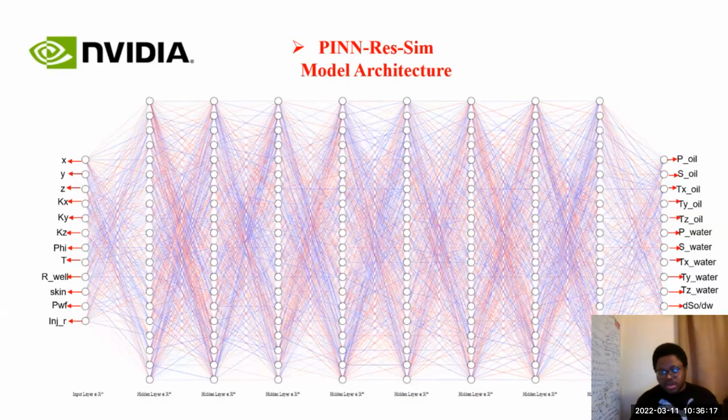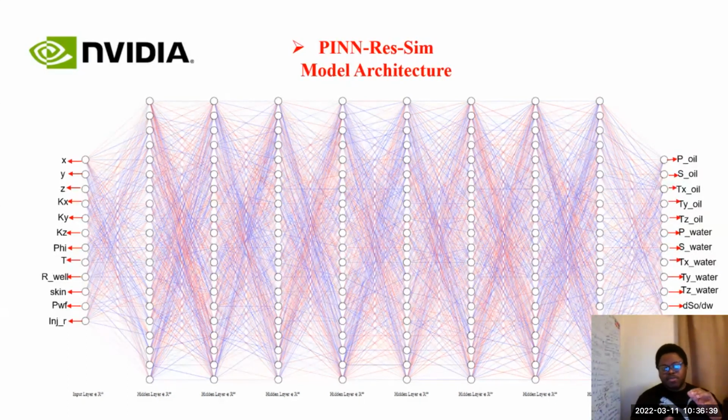So 0 means no skin, which is a brand new well. 1 means the well is deformed. So the skin is just the level of deformation to the casing or the producer casing or the production tubing that can reduce or impact flow during your drawdown. Your PWF is the wellbore flowing pressure, which is almost similar to the bottom hole pressure.